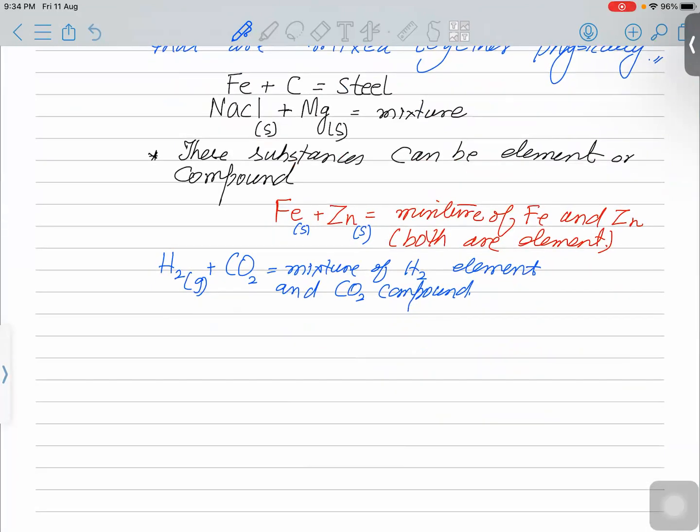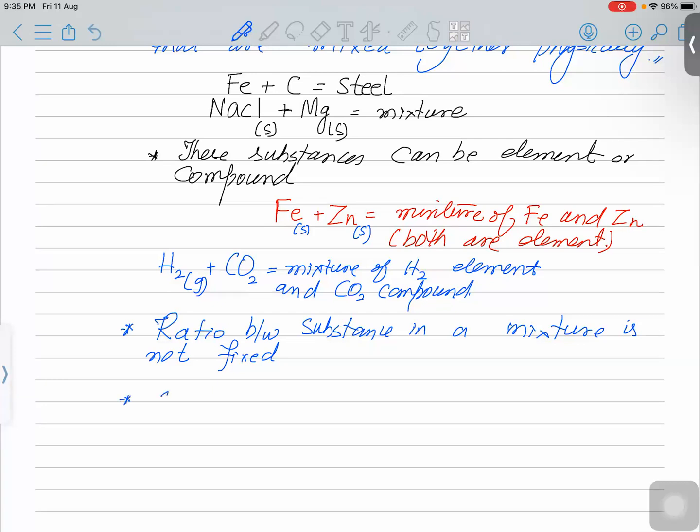So the ratio between substances in a mixture is not fixed. For example, in steel, sometimes we have 98% iron and 2% carbon, and sometimes we have 96% iron and 4% carbon. So the ratio is not fixed in a mixture.